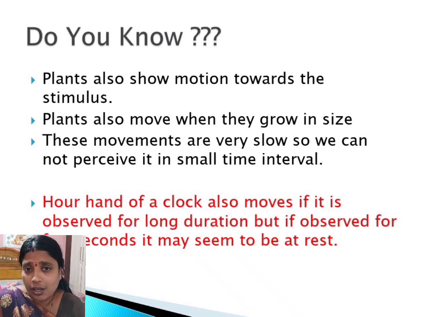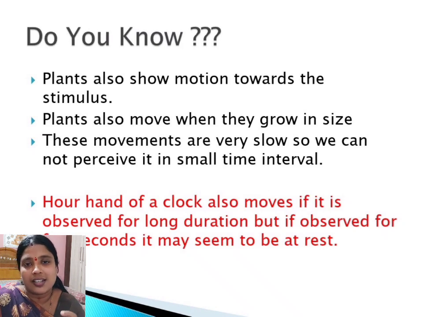Also, one such type of motion is the motion of the hour hand of a clock. In a clock we have a seconds hand, a minutes hand and an hour hand. Now the seconds hand moves very fast; within every second it changes position. The minute hand changes position after every minute, so that time interval is also very small. But the hour hand does not change position in a small period of time. It requires an hour or some minutes to change position. So if you want to observe that change, your time interval should be long.